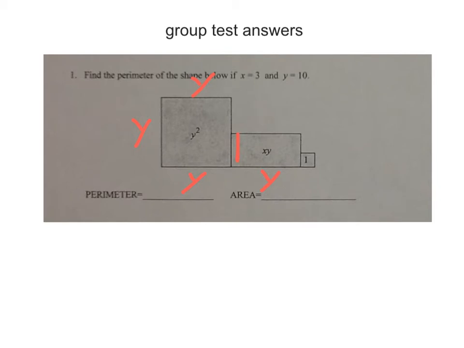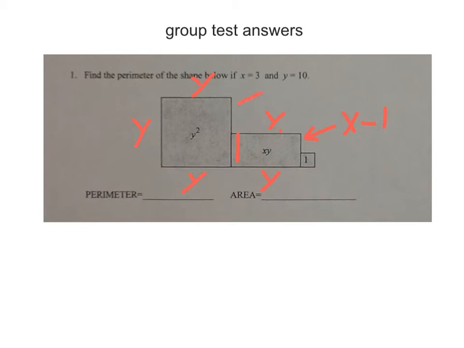So as I go to label my sides, we have y on the top and bottom of the xy shape, and then we have this side right here, which would equal x if it wasn't for that 1 that's down below in the corner. So instead of labeling it x, we're going to label it x minus 1.